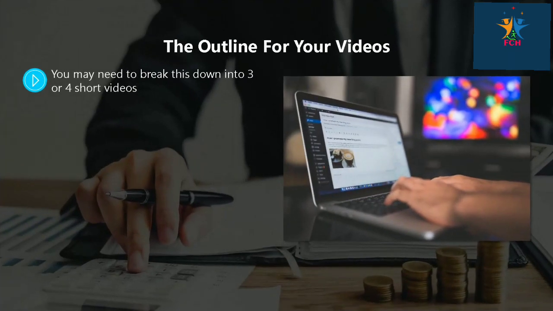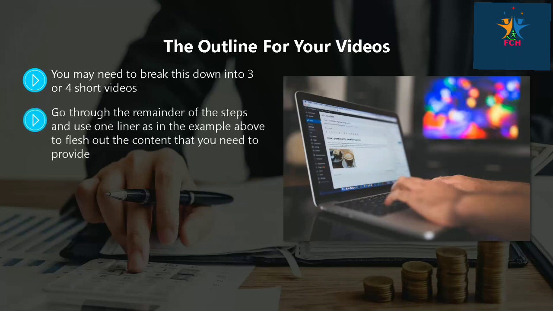You may need to break this down into 3 or 4 short videos. Always use short videos rather than long videos. If a potential customer sees that some of your videos are an hour long, then this could put them off. Remember that some people will be using their smartphones to view your videos, and an hour on a small screen is unthinkable. Go through the remainder of the steps and use one-liners as in the example above to flesh out the content that you need to provide. You can always change this later, of course, if you have forgotten something, for example.